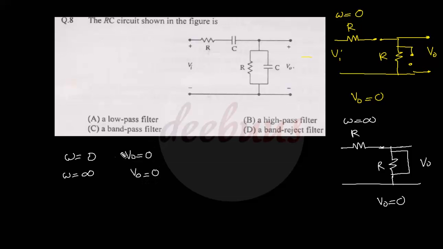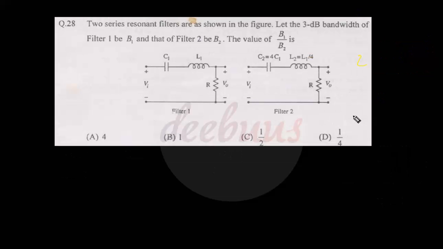So, at low frequency, it does not conduct. Similarly, at high frequency also it does not conduct. That means it is not at all a low pass or a high pass filter. Now the option seems to be band pass or band reject filter. It is also not a band reject filter because a band reject filter can reject only a particular frequency, right? So here it means that it is just a band pass filter, right? So option C, a band pass filter.